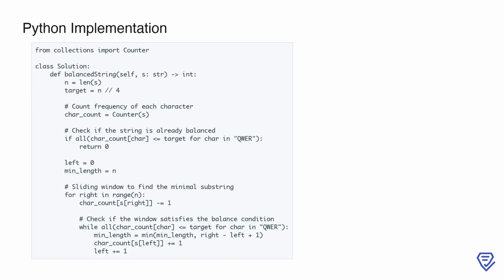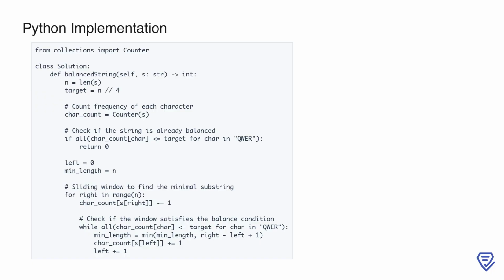E, and R. Next, we use the Counter class to count the frequency of each character in the string s and store it in char_count. Then, we check if the string is already balanced by verifying that the count of each character does not exceed the target. If this condition is met, we immediately return 0 since no replacement is needed. If the string is unbalanced, we initialize 2 variables, left, which will track the start of the sliding window, and min_length, which will store the length of the smallest substring that can be replaced to balance the string.